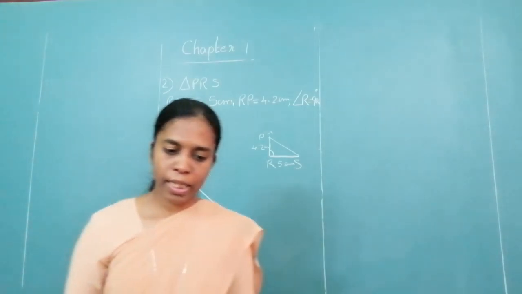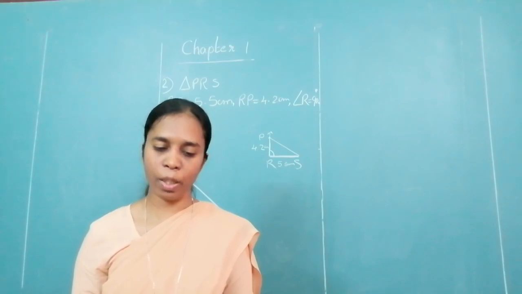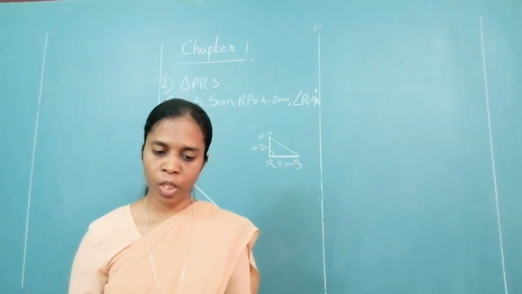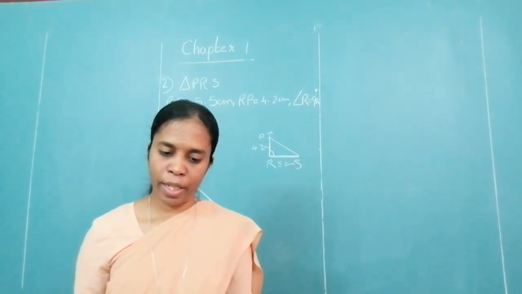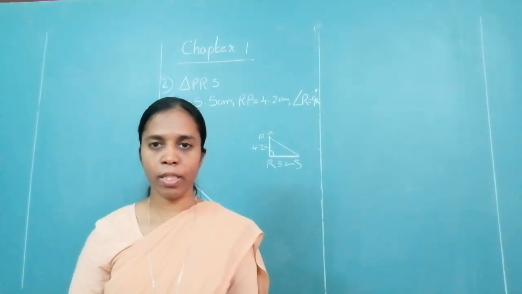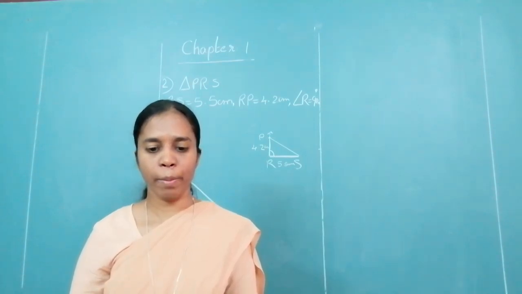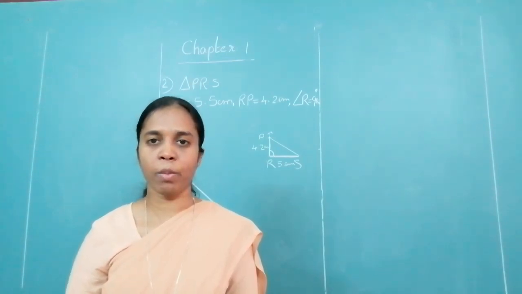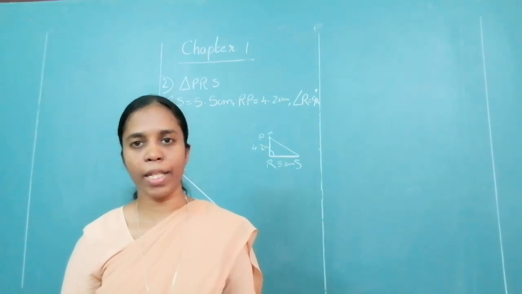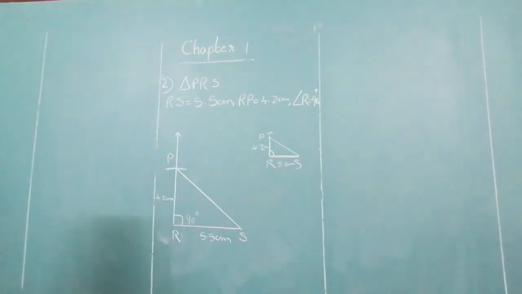Your next, practice set 3. Draw triangles with the measures given below. You have 4 questions. What we have done is the 4th one. Other 3 questions are there. Complete it. You stop the video over here, complete this, and then take a 10 minutes break, then go for the next construction.